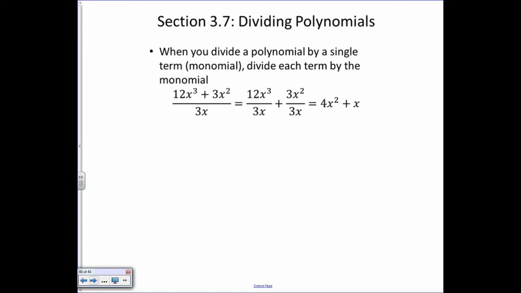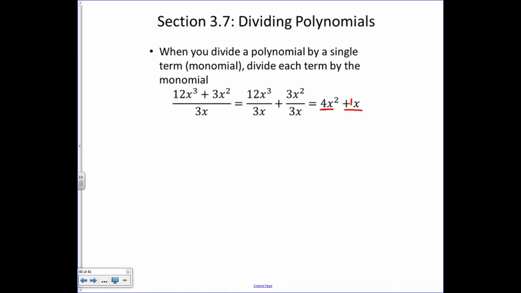So if we have 12x cubed plus 3x squared divided by 3x, we can split that up as 12x cubed divided by 3x plus 3x squared divided by 3x. And 12 divided by 3 is 4. X cubed divided by x is x squared. And 3x squared divided by 3x, 3 divided by 3 is 1. And x squared divided by x is just x.